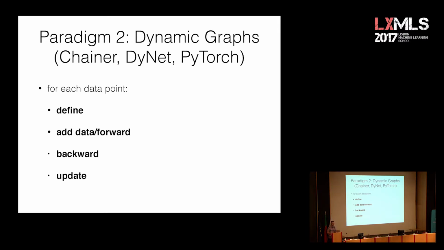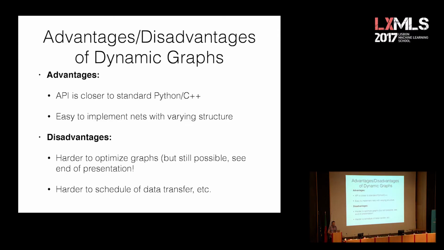So the main difference here is whether this definition of the graph is inside your for loop, where you do it for every data point, or whether you do it at the beginning. These have a lot of advantages. The API is much closer to Python and C++, so you don't need to learn a lot of new things. You just program in Python and use your standard mathematical operations. It's also easy to implement nets with varying structure. I'll show you some code examples later that show something that looks rather complicated can actually be implemented quite easily.